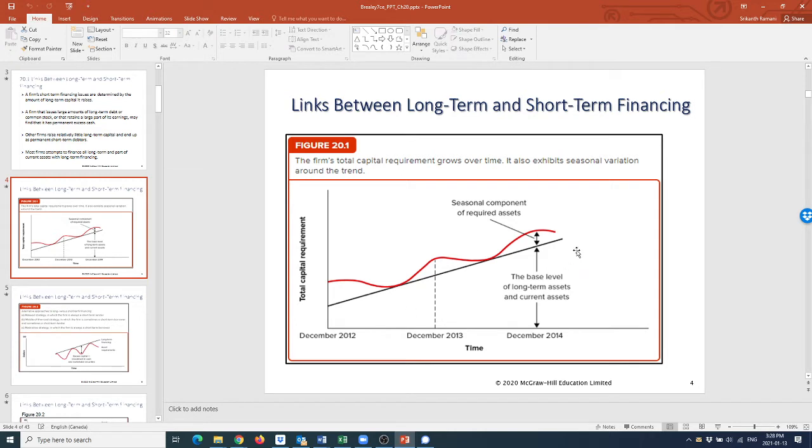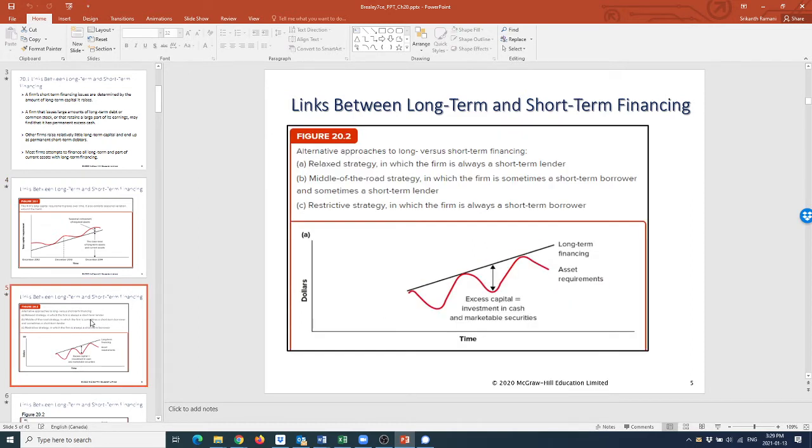And this black line represents what you could call the base level of long-term assets, and the current assets and so on. This is in some sense another example of the same thing: the total capital requirement over time, with these seasonal variations in certain firms.